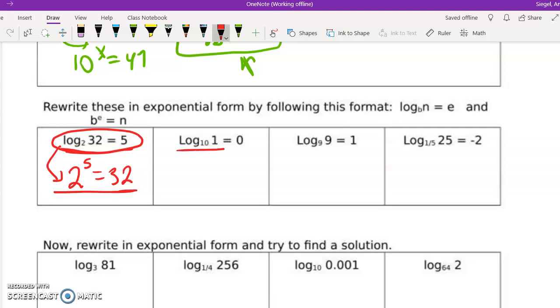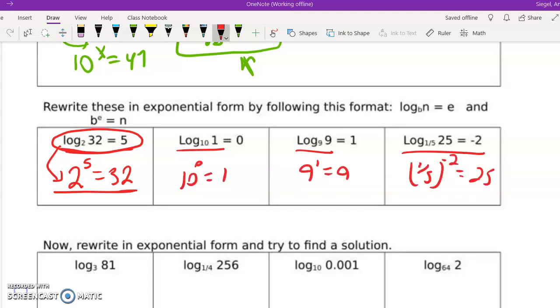So what I want you to do is go through each of these and see if you can rewrite them as exponents. Okay, so this one I have 10 to the 0 power equals 1. Well, I know that because anything to the 0 power is 1. 9 to the 1st power is 9, which makes sense. This one, notice the negative. That means I'm going to flip it to 5 squared, and that's going to give me 25.